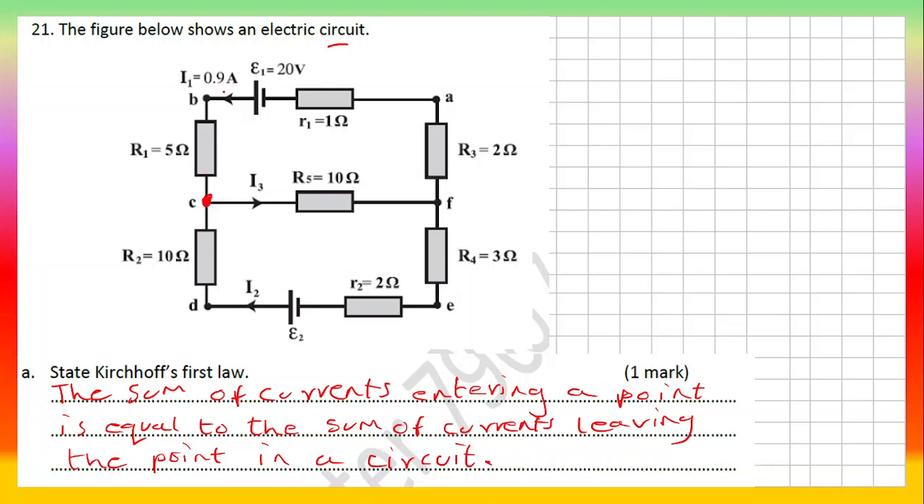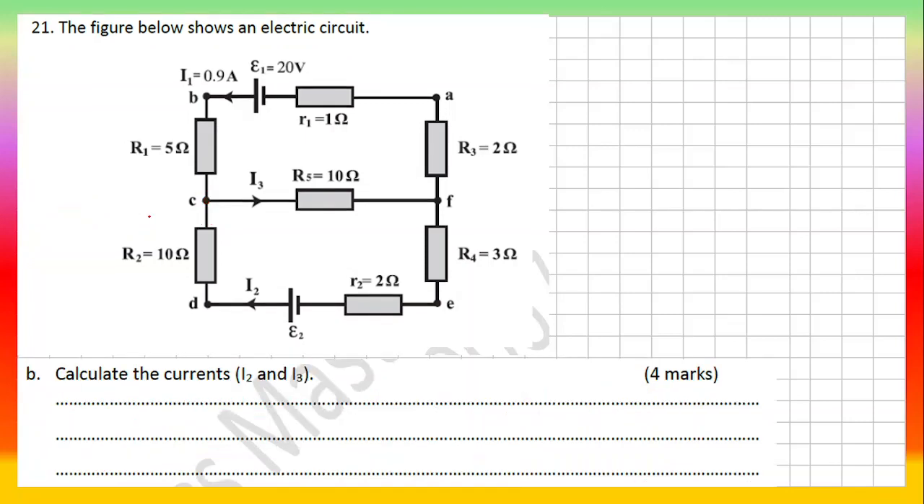So the ones entering here: I1 is coming down, I2 is also coming up. They combine here and enter this one. So I1 plus I2 is equal to I3. The ones entering are I1 and I2, then the one leaving is I3.